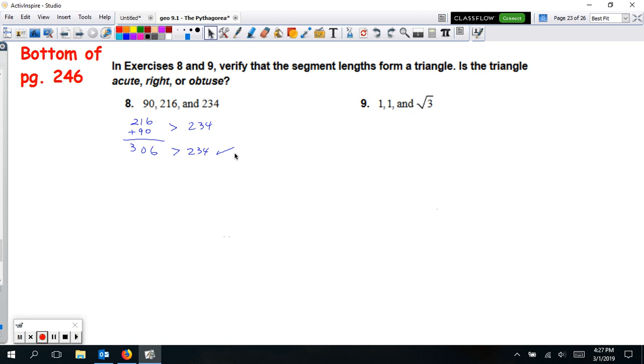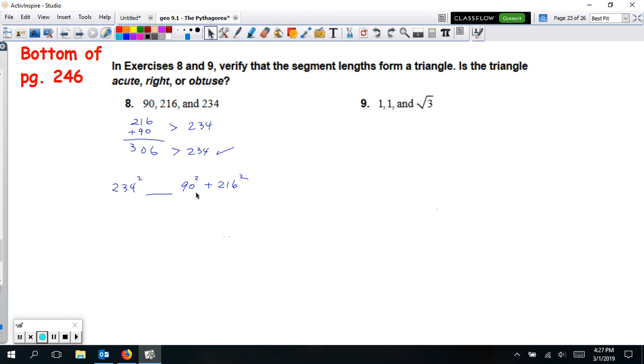But since this is forming a triangle, we can now figure out, is it acute, right, or obtuse? So we're going to use our Pythagorean theorem to do that. We take the two smaller ones, this would be like A and B, and 234 would be our C. So c squared I'll put over here, 234 squared. And I put a little blank here. Once we figure this out, we'll figure out if it's supposed to be an equal sign for right, or greater than or less than for the acute and the obtuse.